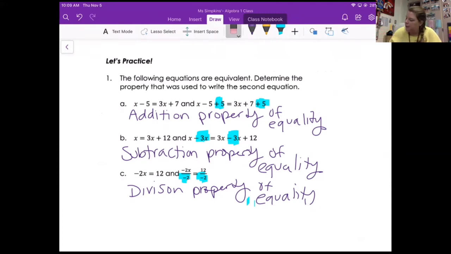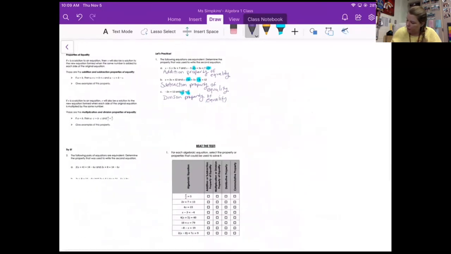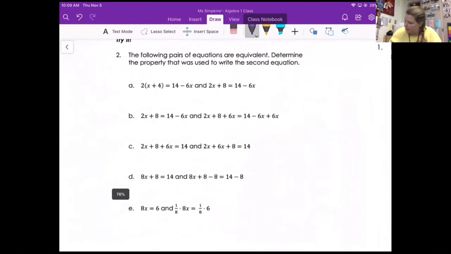Digital students, send me your answers to those when you're done, but if you want to abbreviate so you don't have to type so much, that's fine too. But go ahead and work on that A through E and identifying the property.